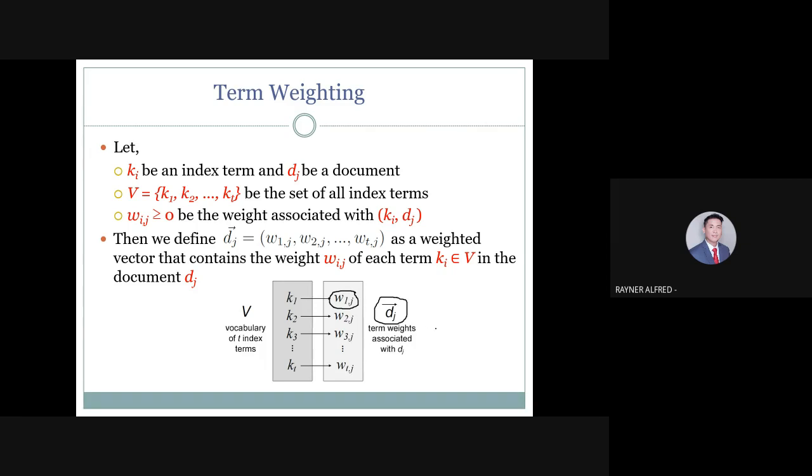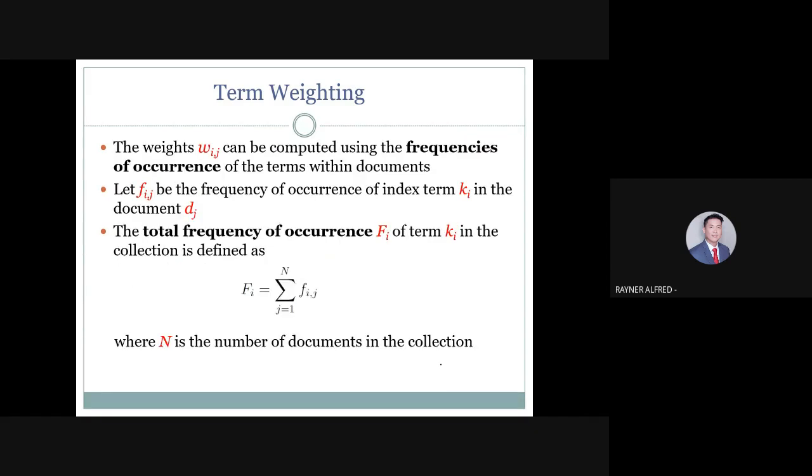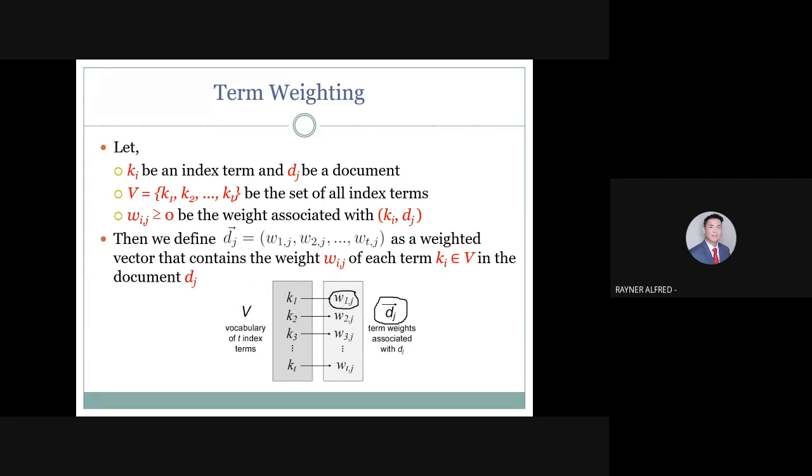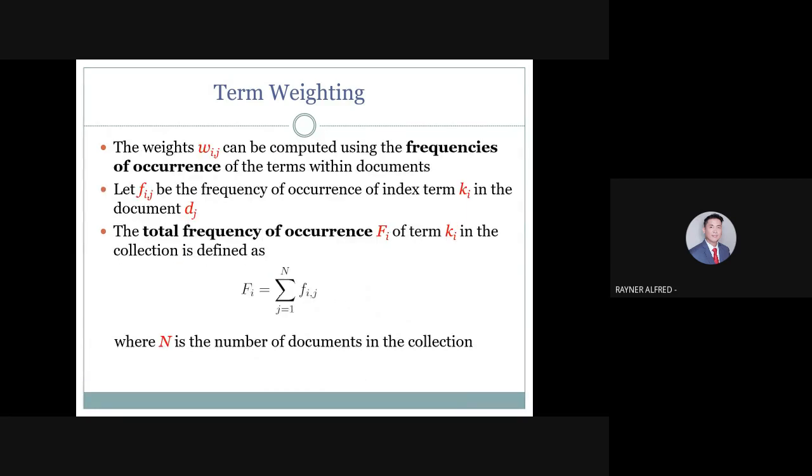Okay, so we no longer use 0 and 1. We use some kind of weightage. So this weightage could be the frequency of that particular keyword in that document. Like I mentioned just now, we can use the total frequency of occurrence for this particular keyword.